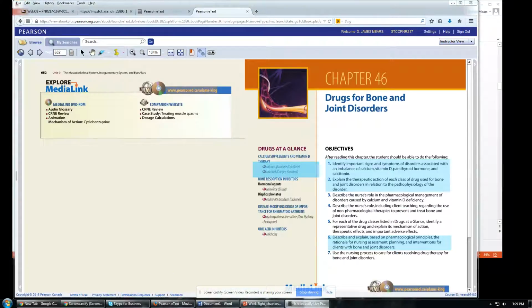Alrighty, so now we're going to move on to chapter 46, which is drugs for bone and joint disorders. So we've got some objectives highlighted there, which you can look at, and then our two drugs that we've highlighted that you should know: calcitriol and calcium gluconate. Those are the two drugs you want to concentrate on.